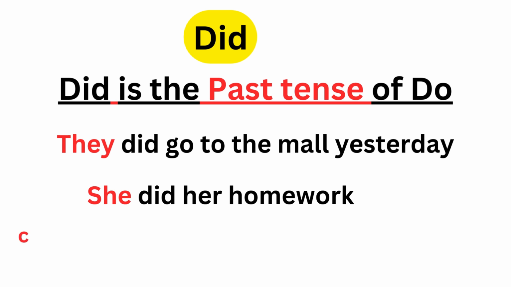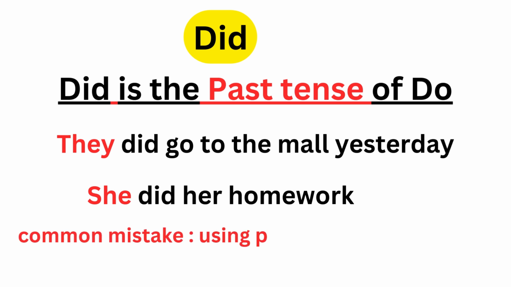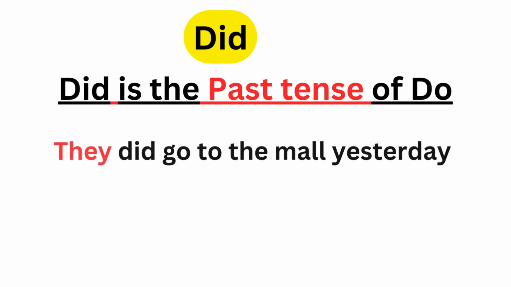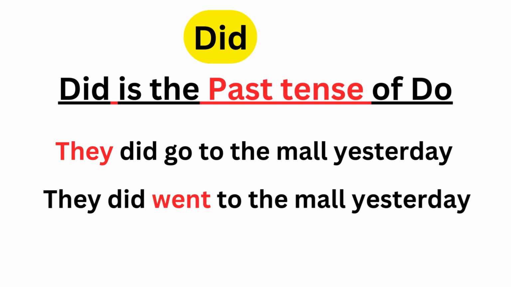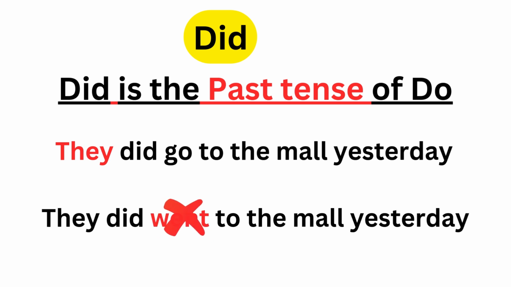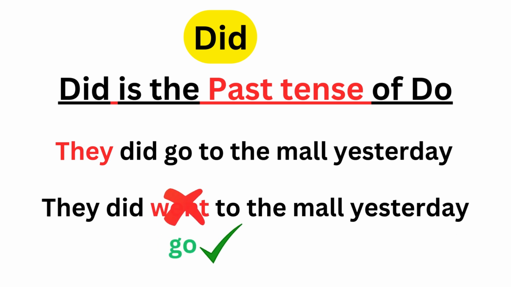A common mistake is using the past participle form of the verb with did. Example: they did go to the mall yesterday. Many people mistakenly say they did went to the mall yesterday, which is incorrect. Always use the base form of the verb after did.